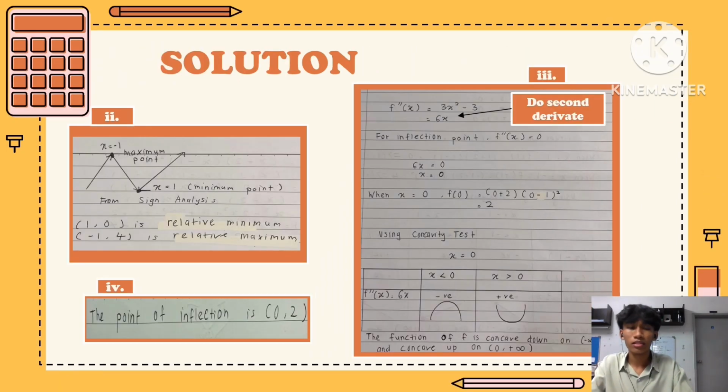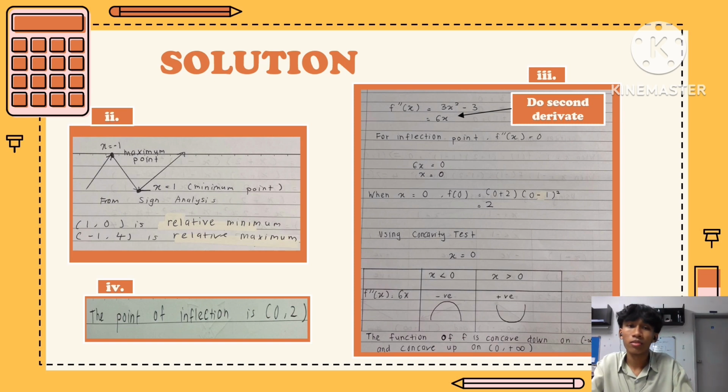For the second question, about extreme points, we have to look at a sign analysis table. So we get that the coordinate (1, 0) is a relative minimum, and then (negative 1, 4) is a relative maximum.